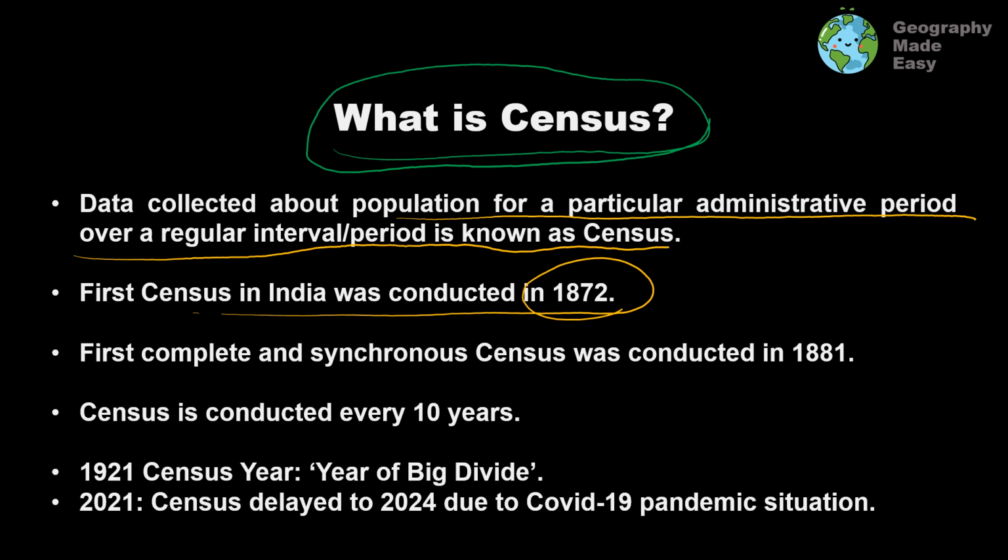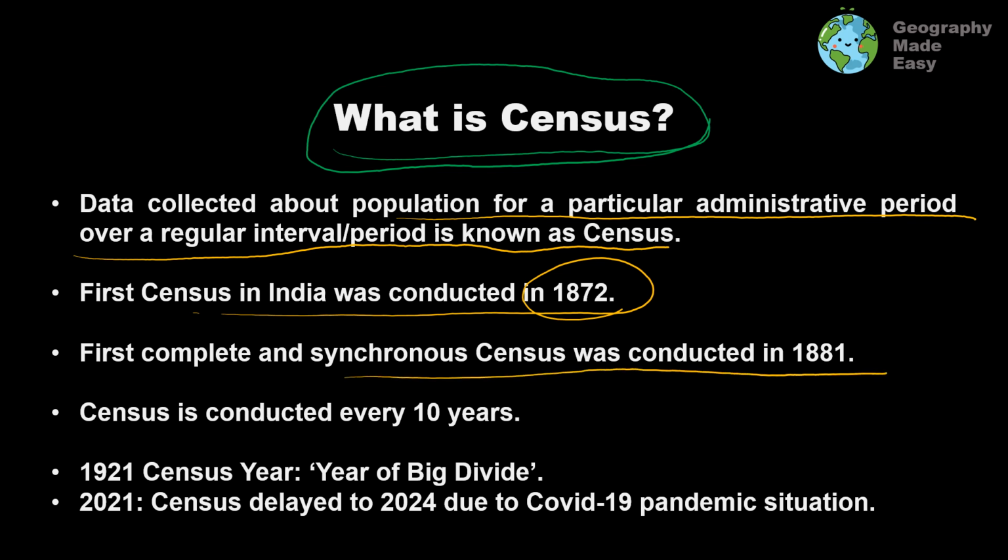The first census in 1872 was not a complete, synchronous and centralized census carried out for the entire Indian subcontinent, but was done in small samples in certain areas only. The first complete, synchronous, centralized census carried out by the British was in 1881.